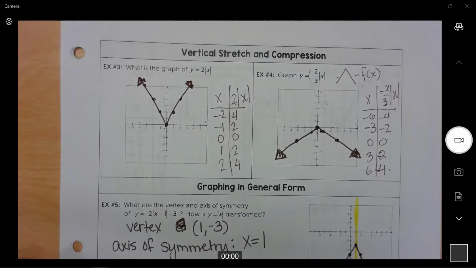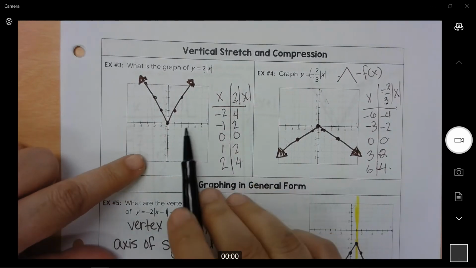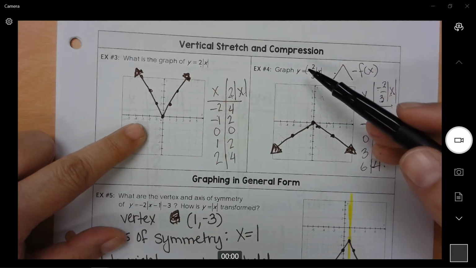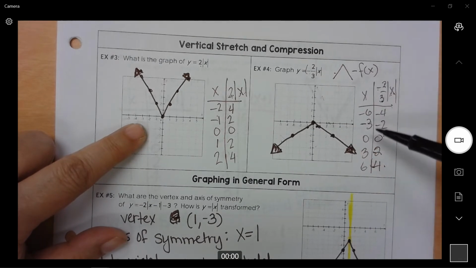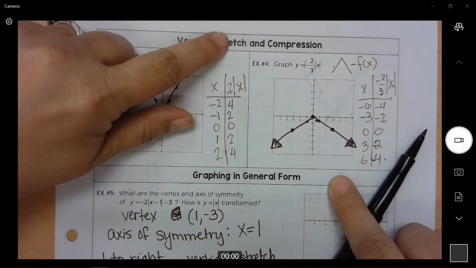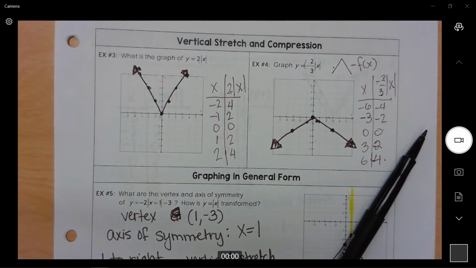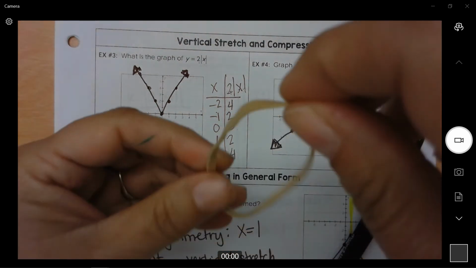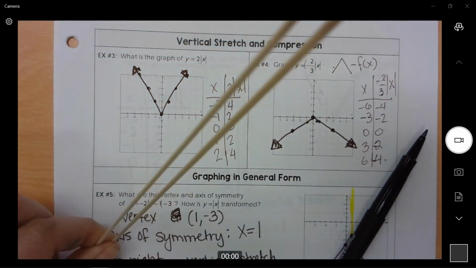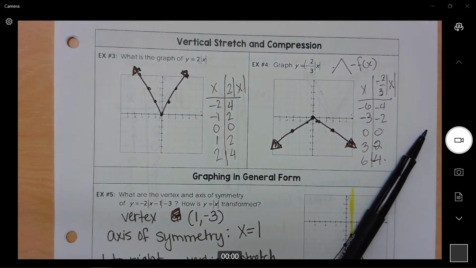Vertical stretch, we have a number on the outside of the absolute value sign, so that's going to multiply your y values by 2 each time, okay? When we have a fraction, it's going to multiply the y values, and it's going to make it get wider. So remember that vertical stretch is like pulling the rubber band this way. Where's my rubber band? Okay, so vertical stretch, you have your vertical line, you're pulling it straight up. On compression, you're pushing down, okay? So that's how you would remember it.